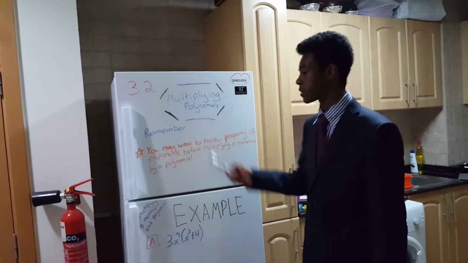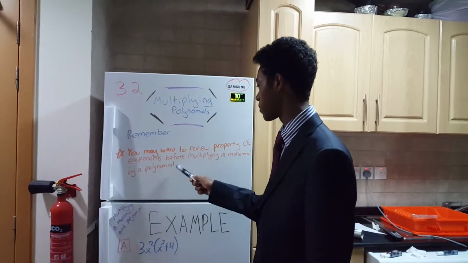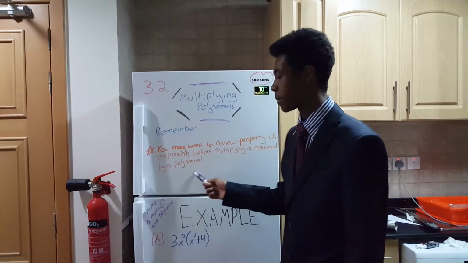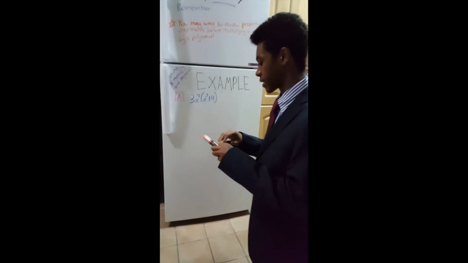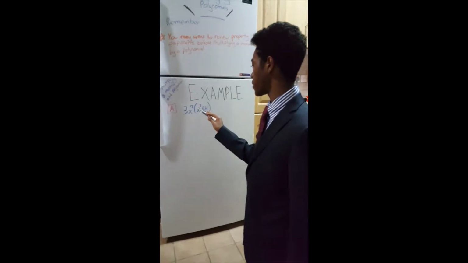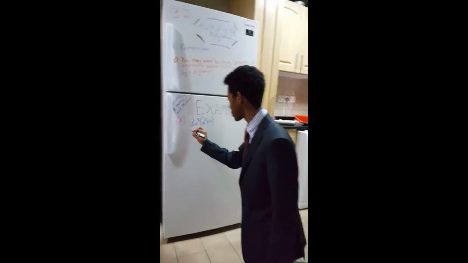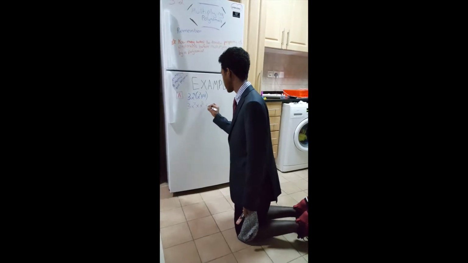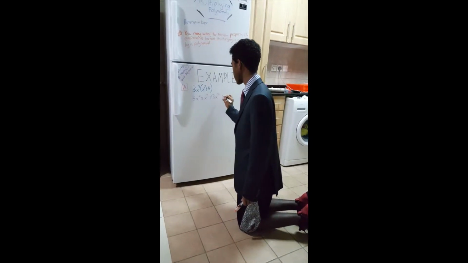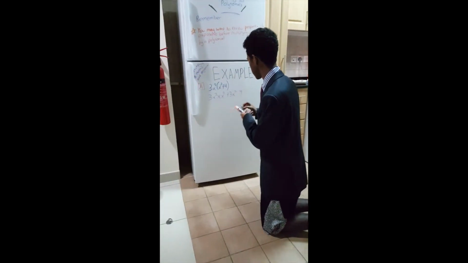Before we start multiplying polynomials, we always have to remember to review the properties of exponents before multiplying a monomial by a polynomial. Here's an example of multiplying a monomial by a polynomial. So here's an equation, 3x squared multiplied by x cubed plus 4. First we're going to expand this, so it's going to be 3x squared times x cubed plus 3x squared times 4.